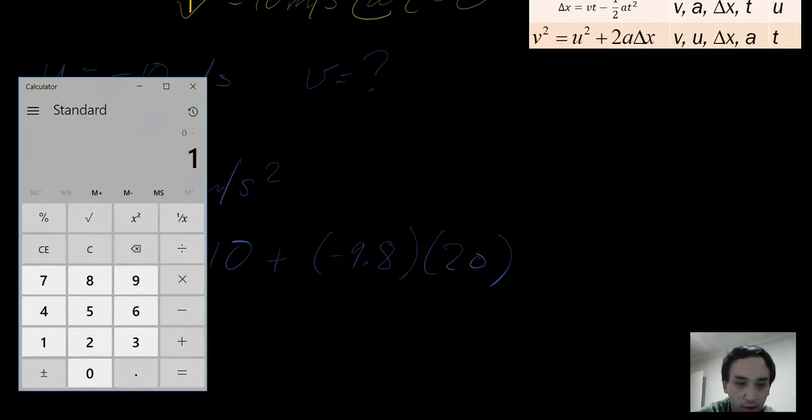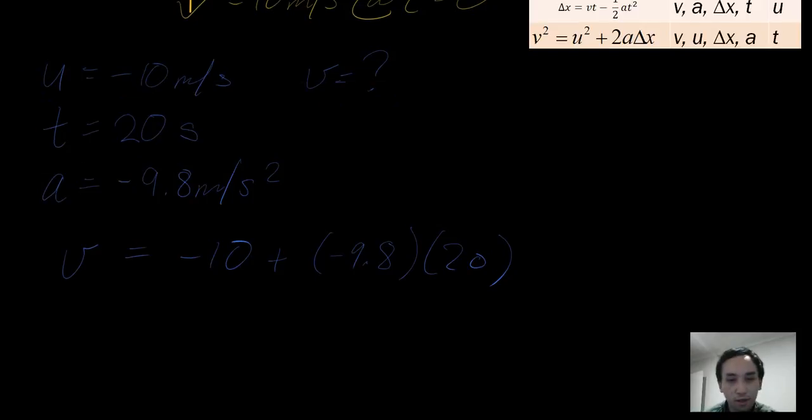Alright, I don't like this calculator. How about we do negative 9.8 times 20 minus 10? It's a bit more reliable. Okay, so over here, we're going to end up with negative 206 meters per second as our calculation. And this negative just means we have a velocity going downwards.